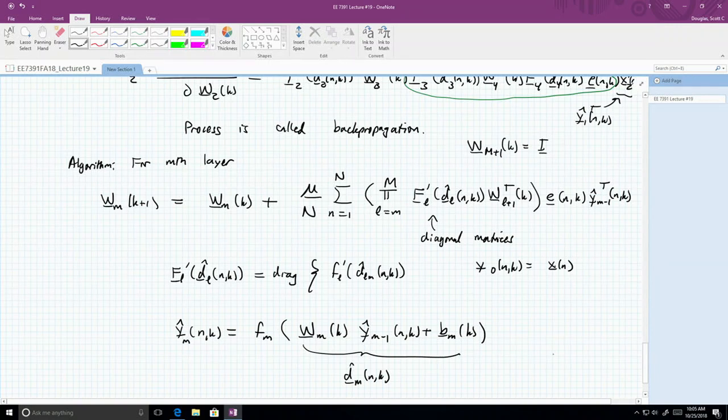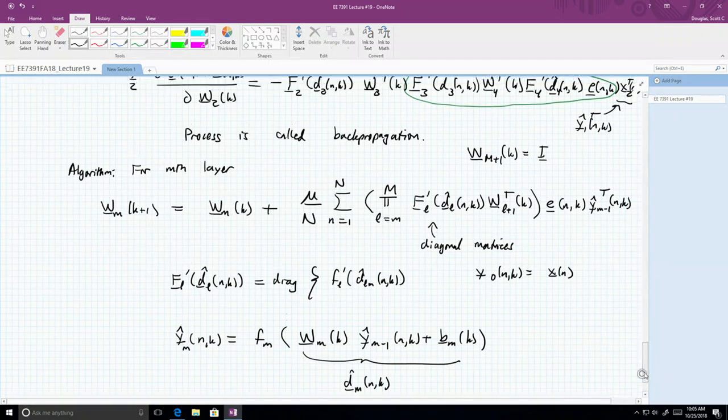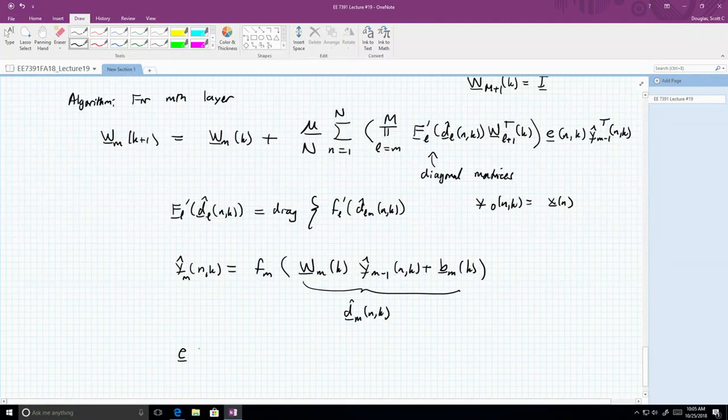I mean, you're now seeing it in these equations. Oh, I should say we have to define the error. E of nk is just the output, the desired pattern minus y capital M hat of nk. Okay? So that's the resulting algorithm.